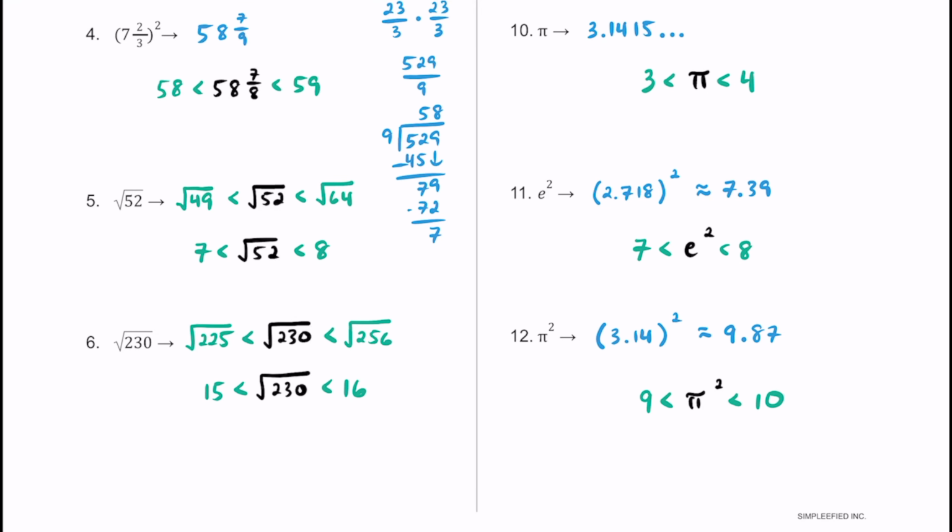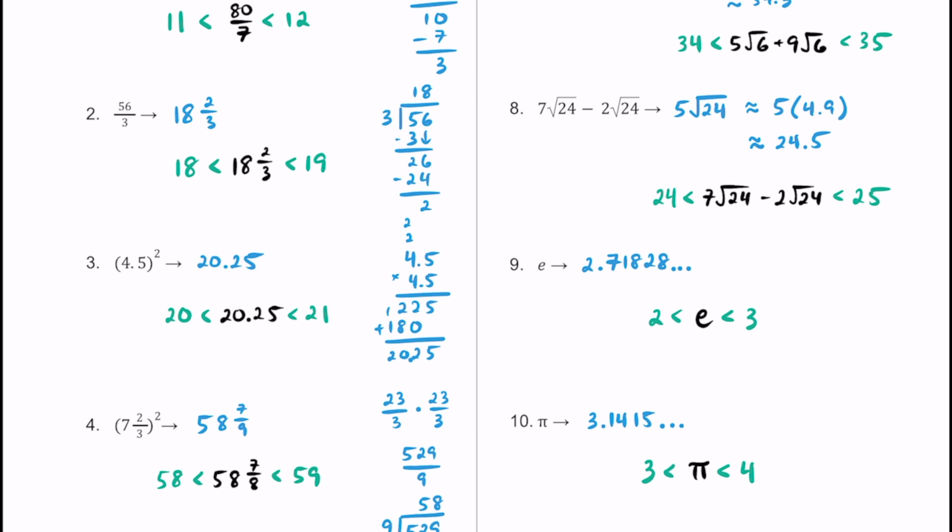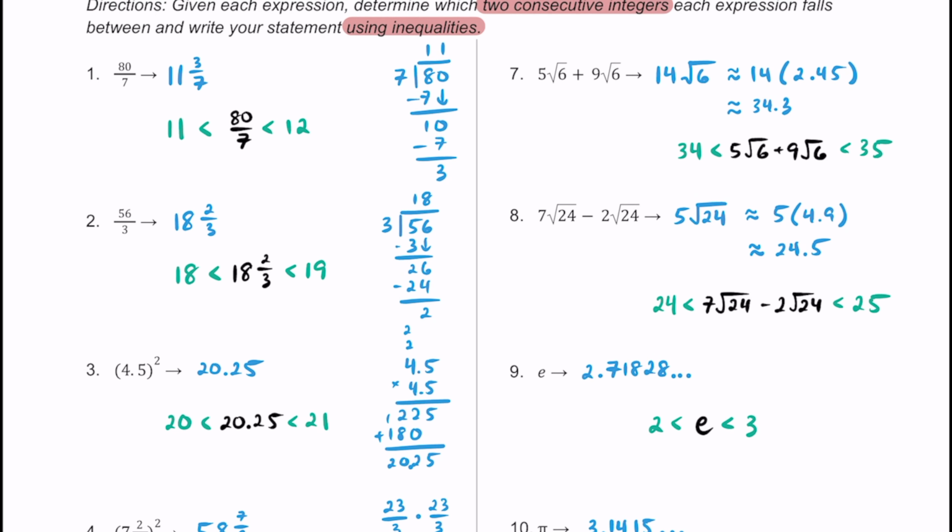So there you have 12 different problems dealing with some rational values and some irrational values, where we're trying to figure out if we're going to get some values between some specific integers.